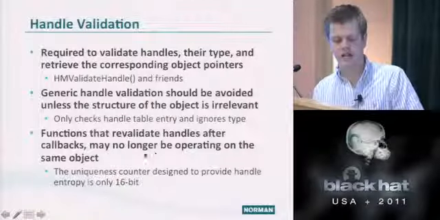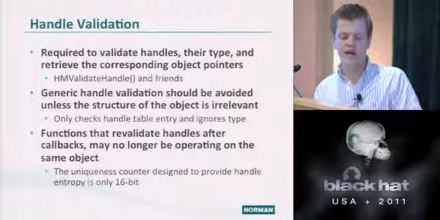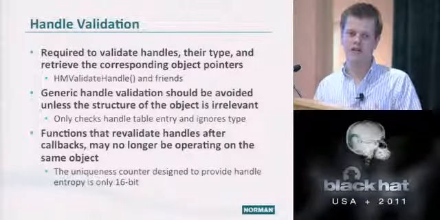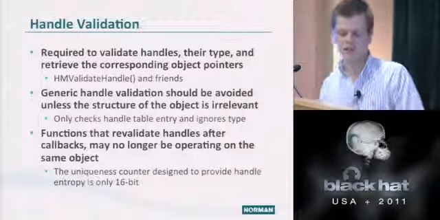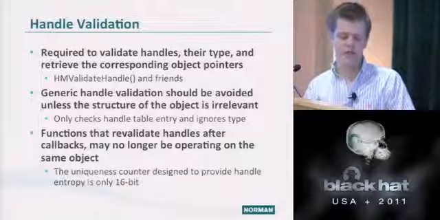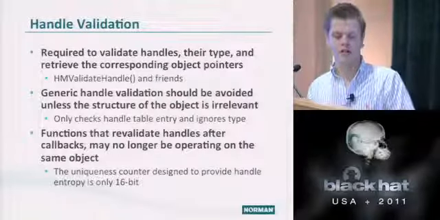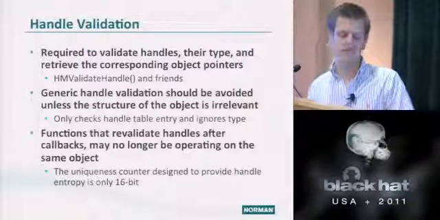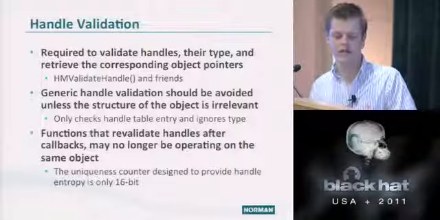And like I said, functions that revalidate handles after callbacks may no longer operate on the same object because the uniqueness count to provide the handle entropy is only 16 bits. So, by freeing and allocating a sufficient number of times, you could fool the kernel, or fool Win32k, into thinking that it still operates on the same handle.